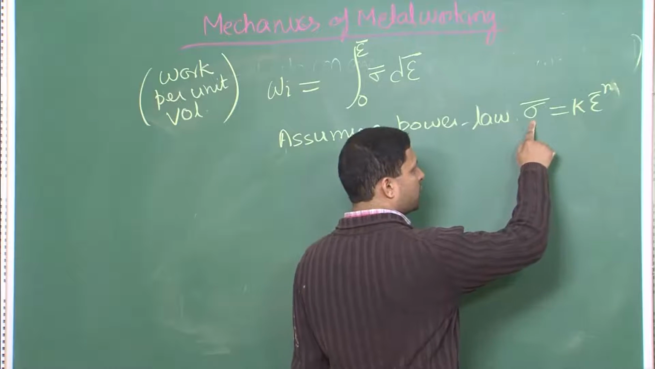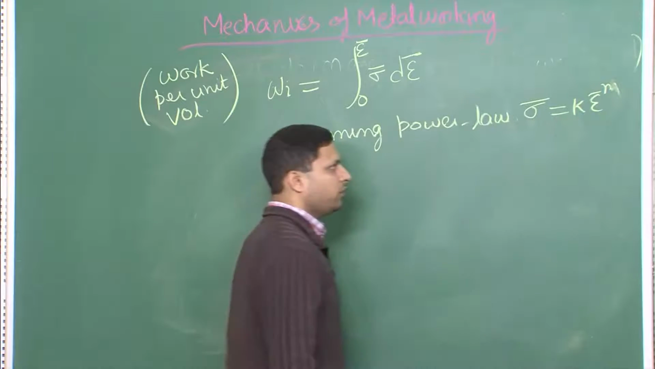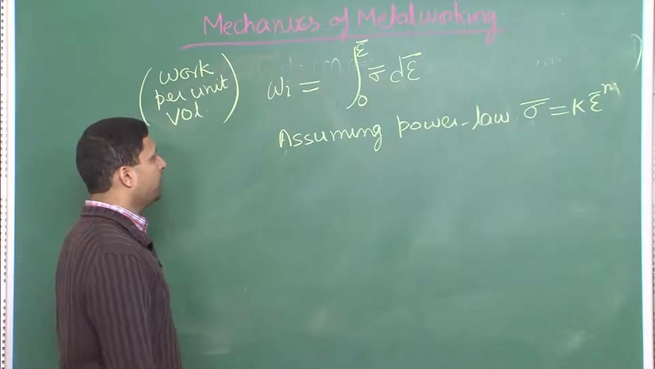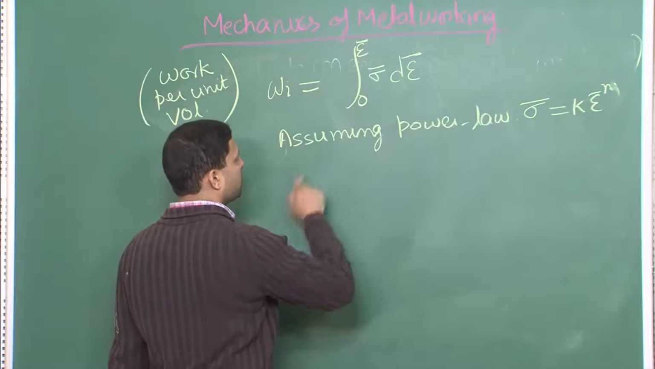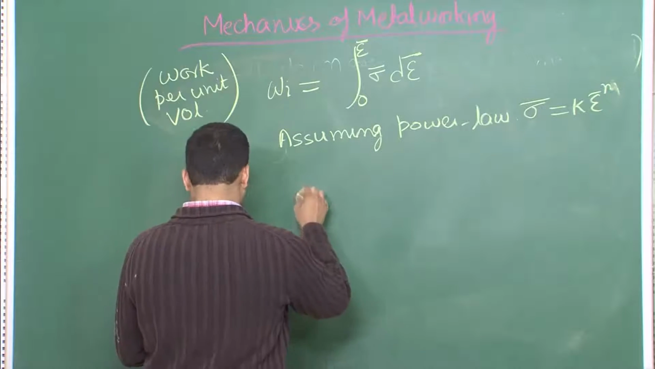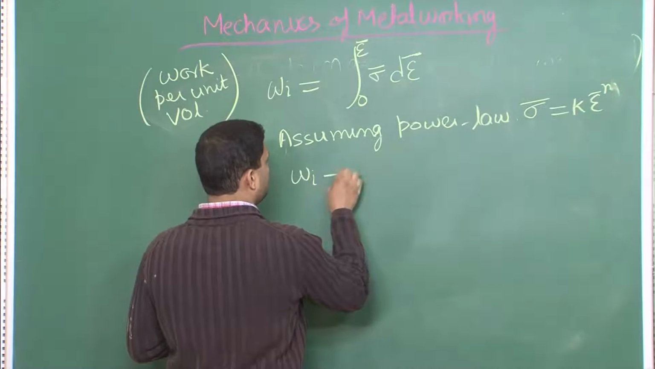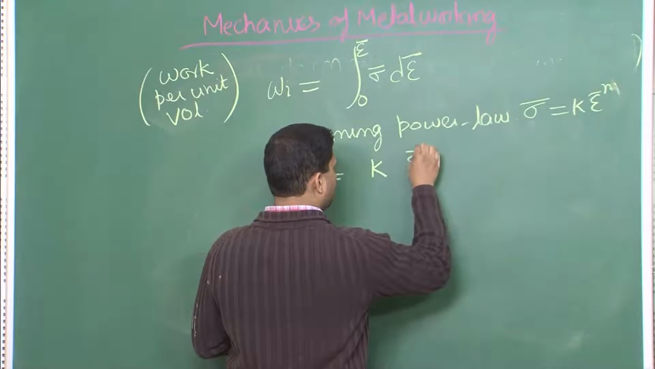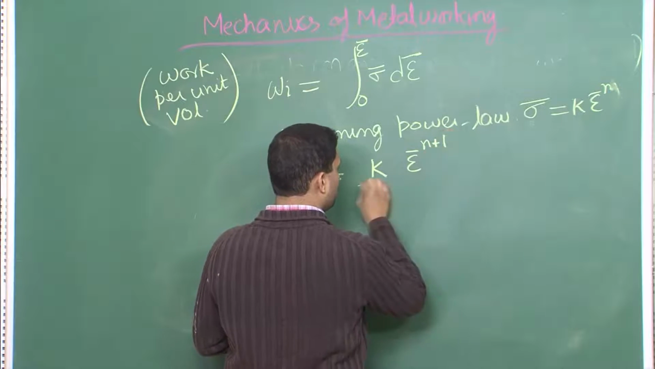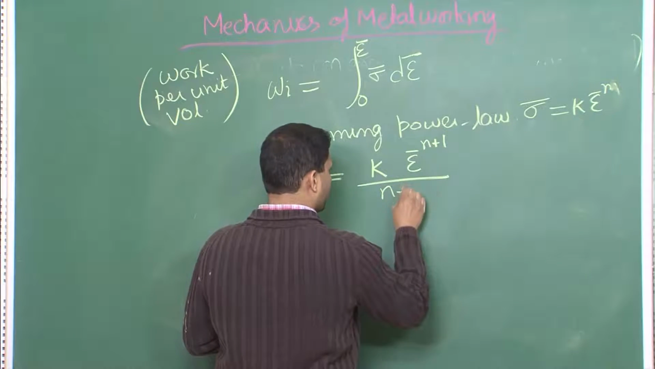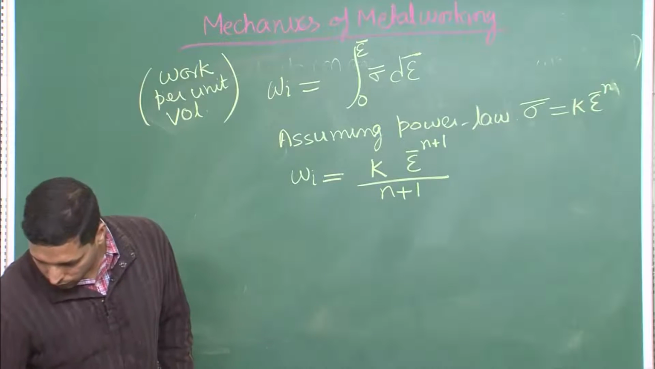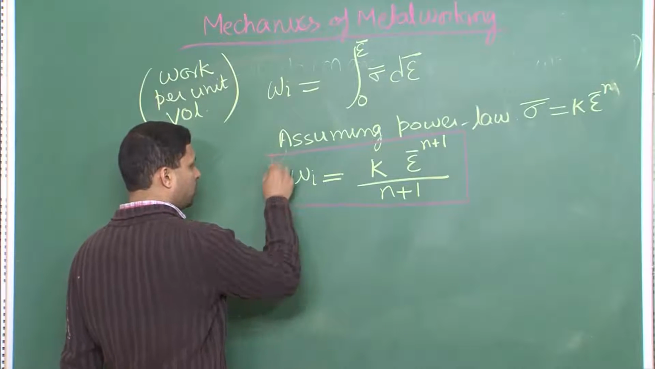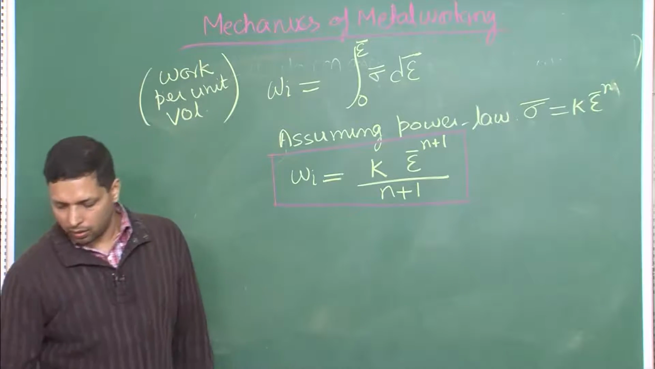The flow stress is given by this equation where K and N are constant. We have already seen those equations earlier. Then what you need to do is just put it in here, and you would be able to show that ideal work will boil down to this equation. Ideal work per unit volume. Okay, so, keep that unit in your mind.